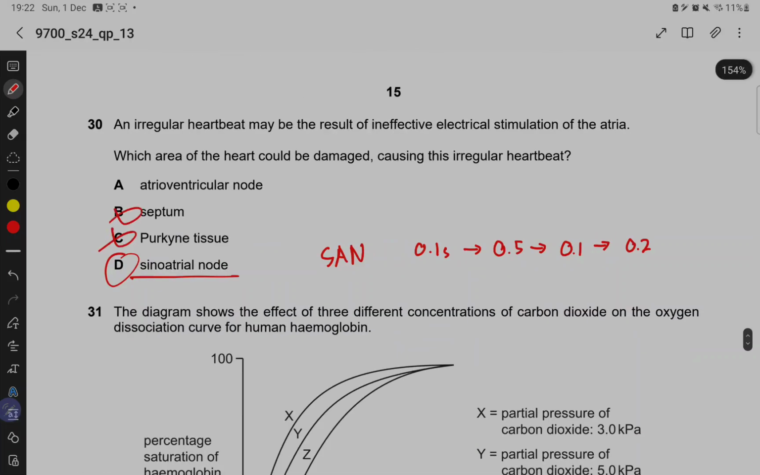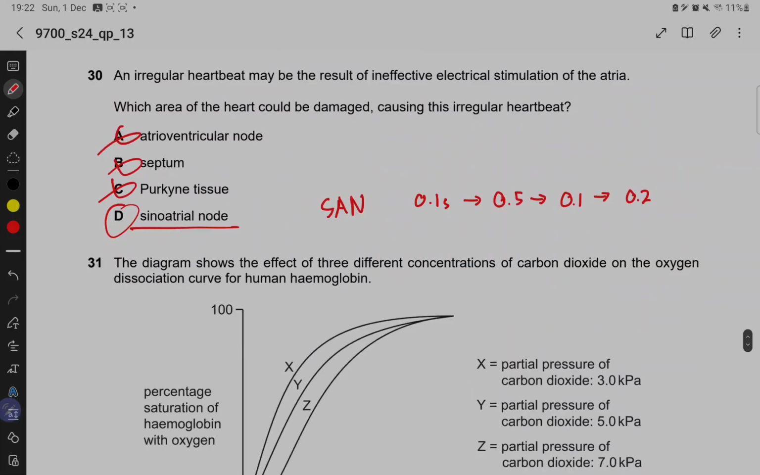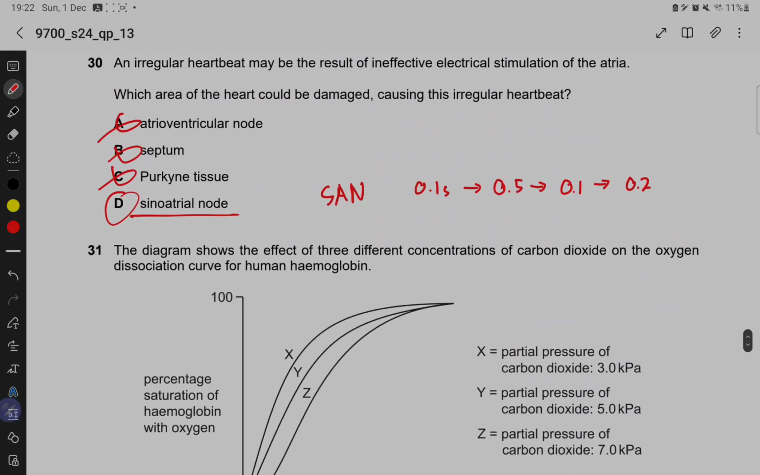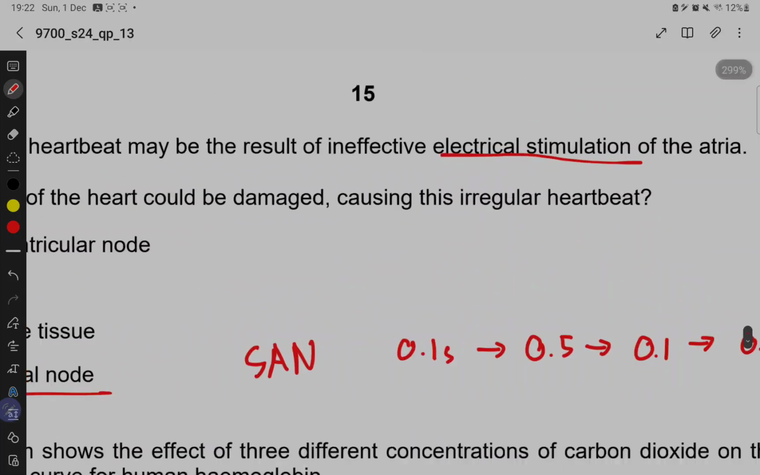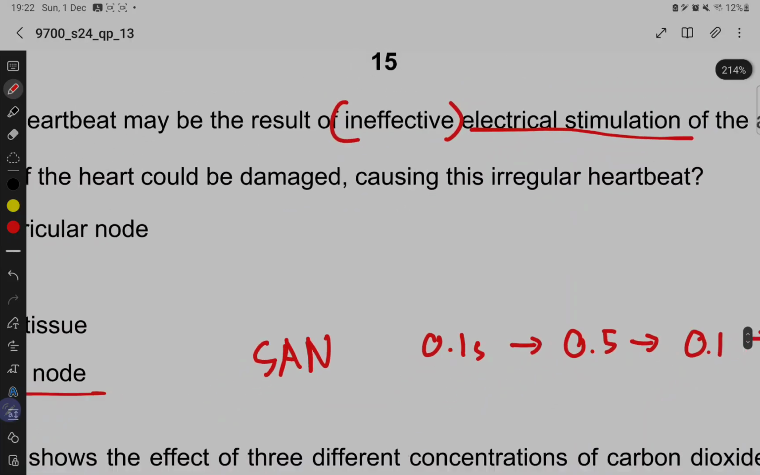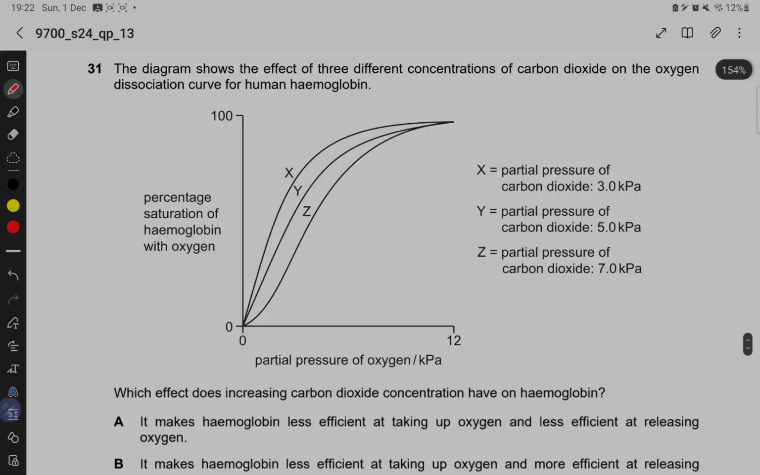Next one should be 0.1, but it does it at 0.5, then goes back to 0.1, then 0.2, causing an irregular heartbeat. Well, septum doesn't really do much. AVN is just a place where it stops by, and Purkinje tissue only carries the stimulus and causes the beating of the ventricle. So it's just D, because the SAN is basically the root of electrical stimulation. So when they mention ineffective electrical stimulation, it will be SAN.